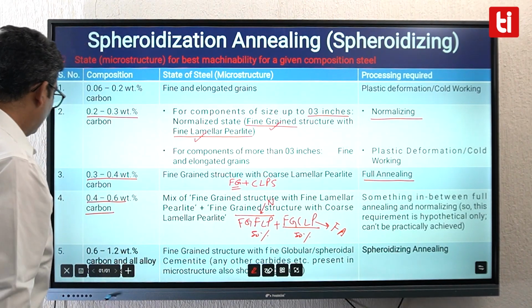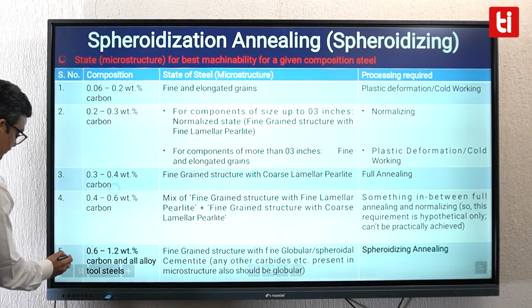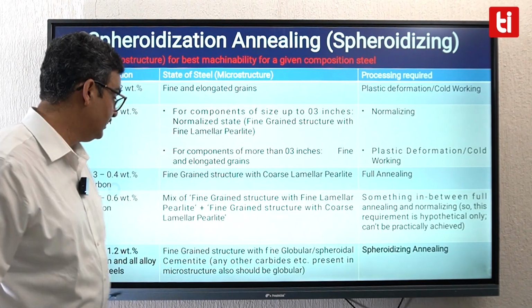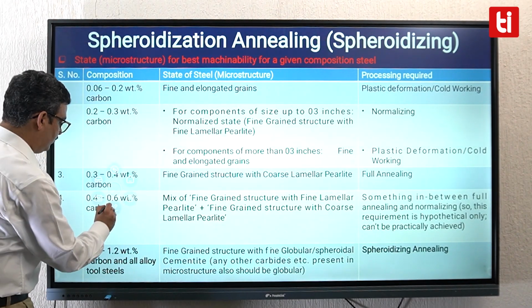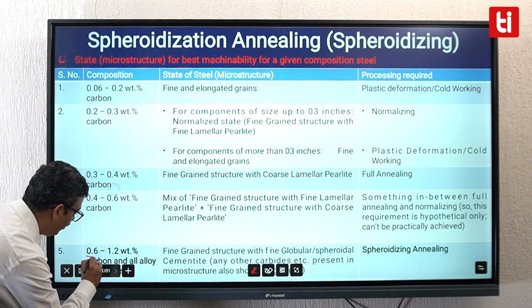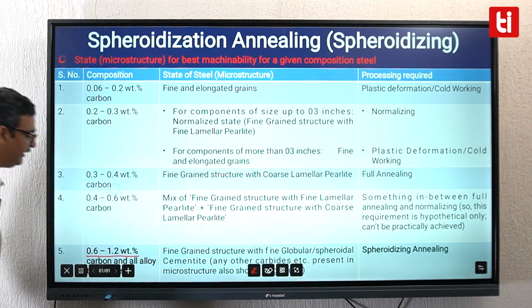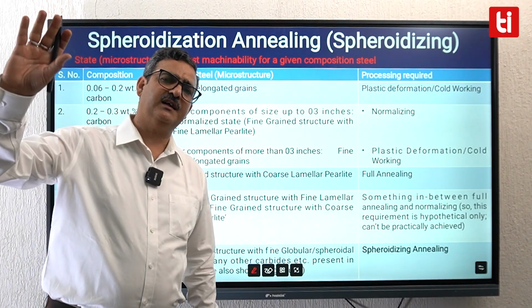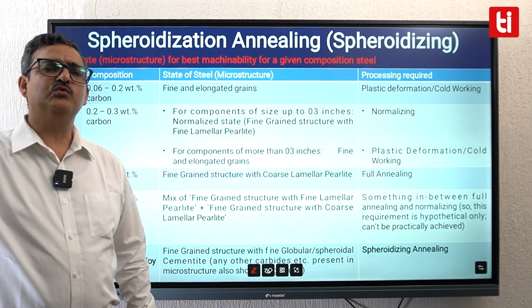And now we come to the composition, students, for which this discussion is being made, that if the steel is a high carbon steel, the steel has more than 0.6 weight percentage carbon in it, and maximum for machinability the carbon content can be as high as 1.1 or 1.2 weight percentage.